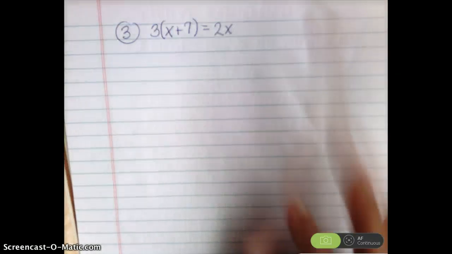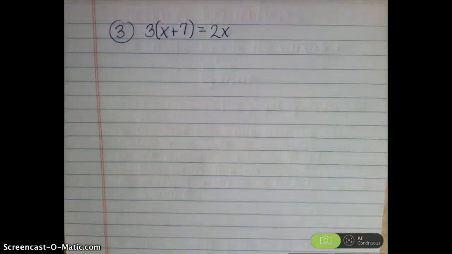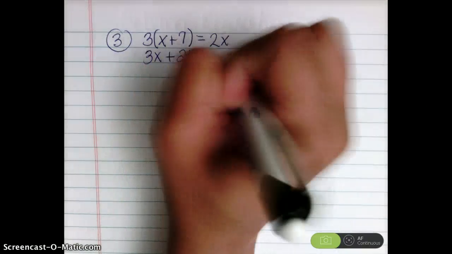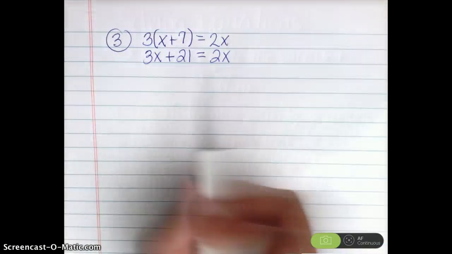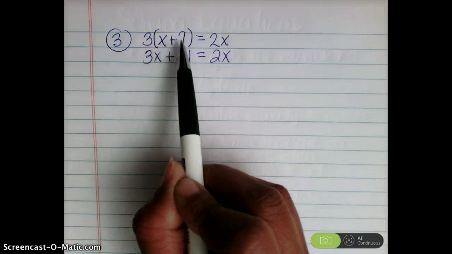All right, let's look at number 3 here. Okay, we've got 3 times the quantity x plus 7 equals 2x. Okay, my first step is to use the distributive property to remove the parentheses. So it's going to be 3x plus 21 equals 2x. Distributive property means to take the number outside of the parentheses and multiply it by each term inside of the parentheses.